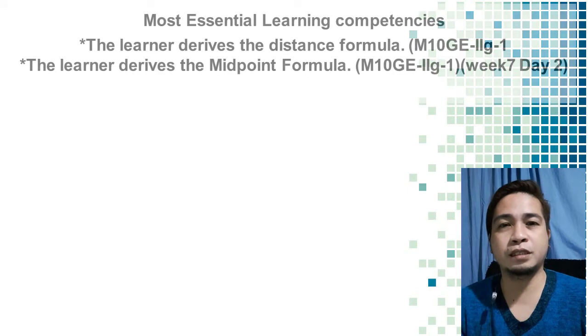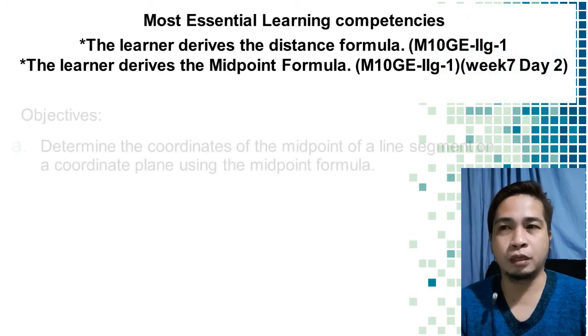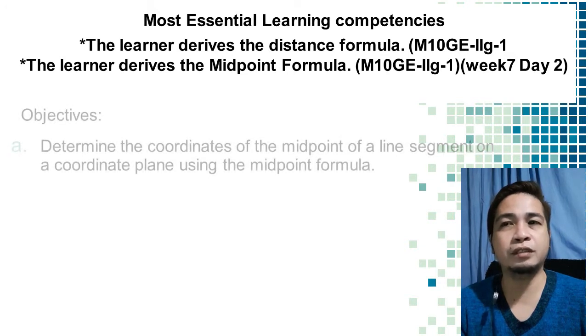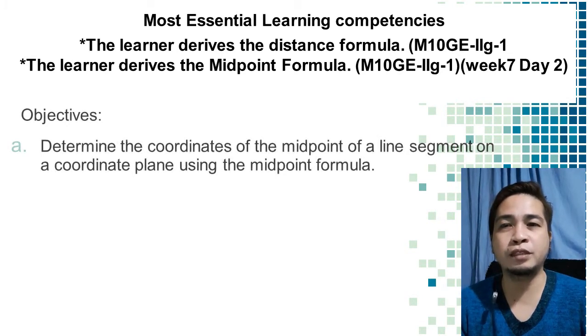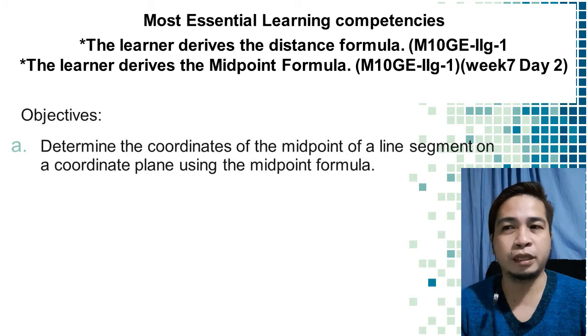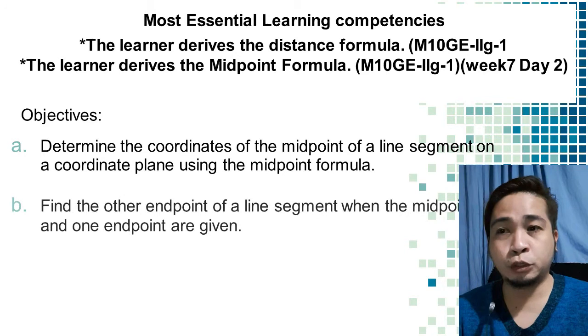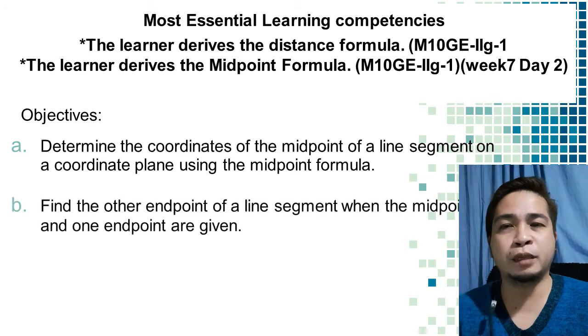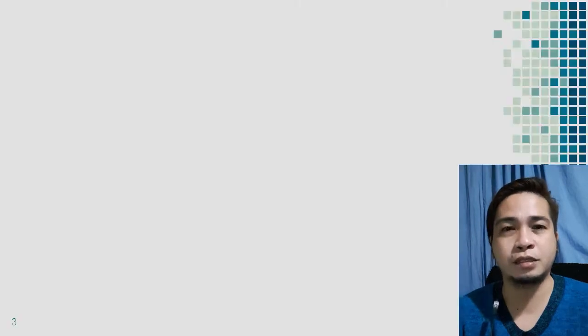For our most essential learning competencies, the learners derive the distance formula and the learners derive the midpoint formula. For our objectives: determine the coordinate of a midpoint of a line segment on a coordinate plane using the midpoint formula. The second one, find the other endpoint of a line segment when the midpoint and one endpoint are given. And letter C, appreciate the importance of midpoint formula in making wise decisions.